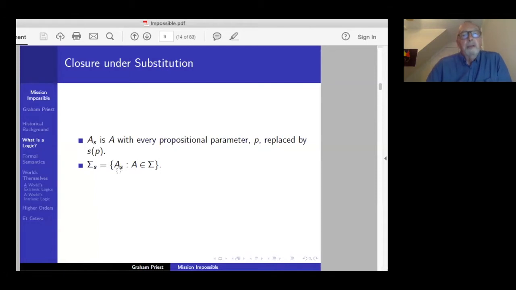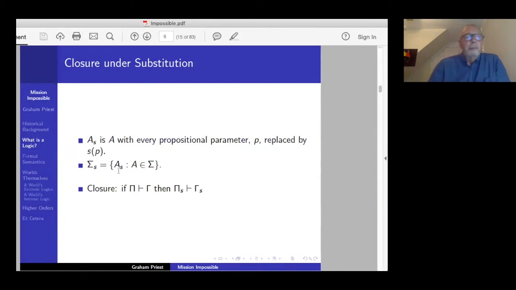And closure under substitution is that if pi turnstile gamma, then for any S, pi(S) turnstile gamma(S). Now, I will mention substitution briefly later, but in fact, I'm not going to assume that. But it is a sort of standard constraint on something that counts as a consequence relation.